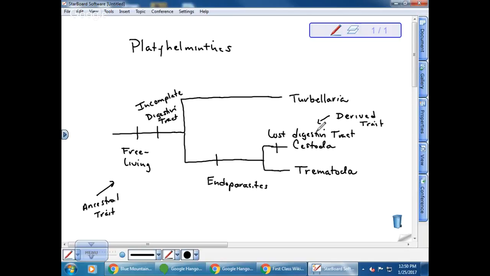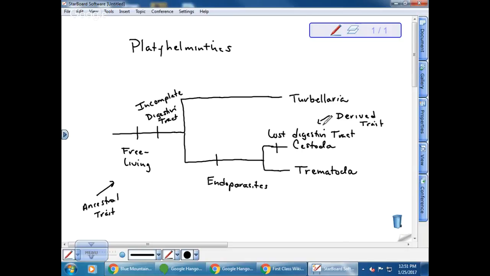So if you're living in the small intestine of an animal, why would you need your own digestive system? There's nutrients just floating around in the small intestine. You're just sucking it up through the surface of your body, right? The trematodes, on the other hand, have maintained their digestive system, but it is simpler, right? But they haven't lost it. So that's what a derived trait is called. Okay. So everybody understand how that's kind of put together?